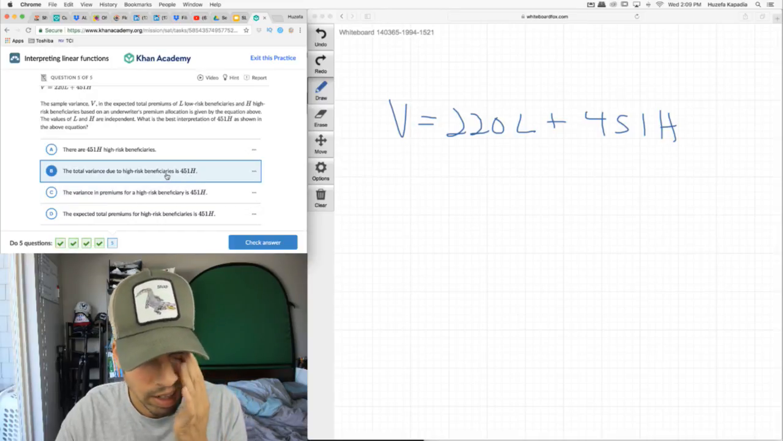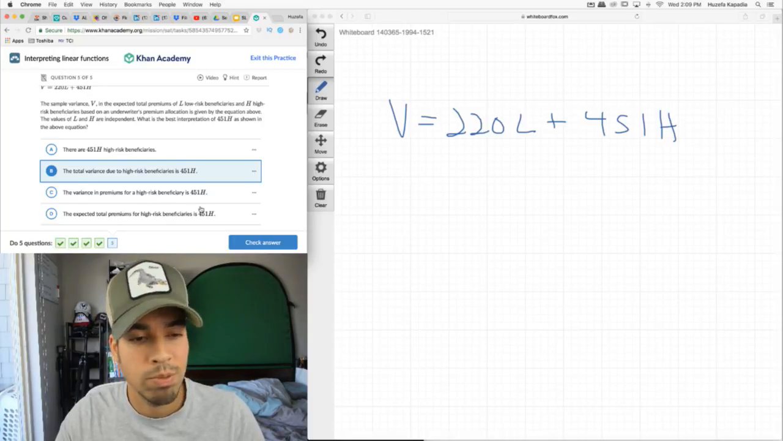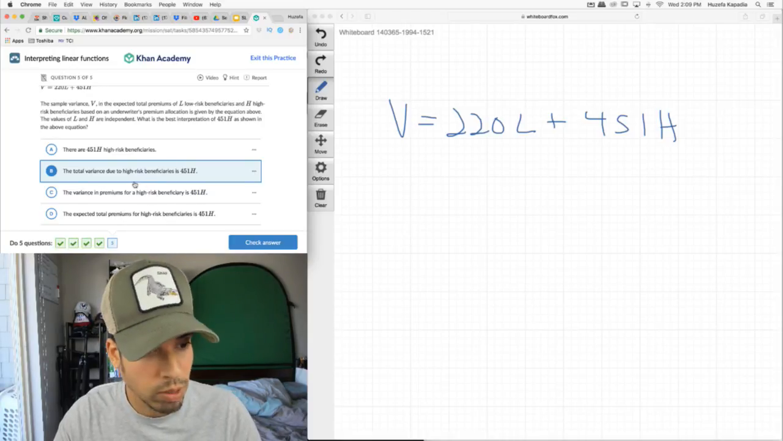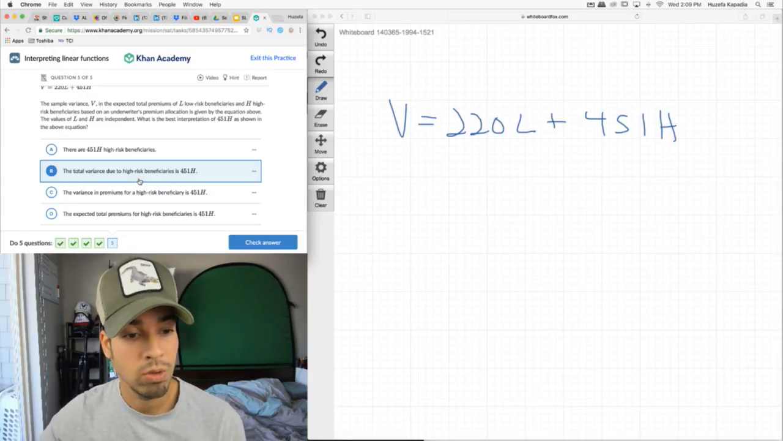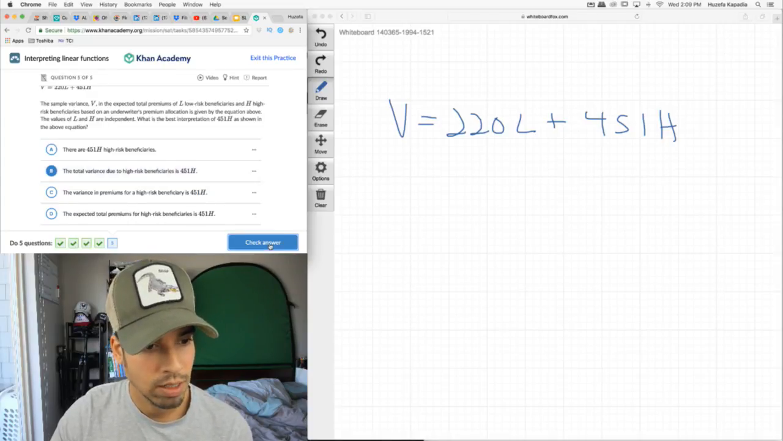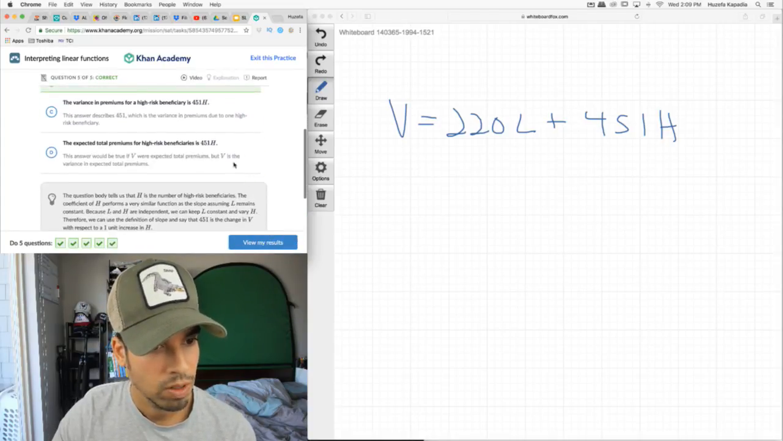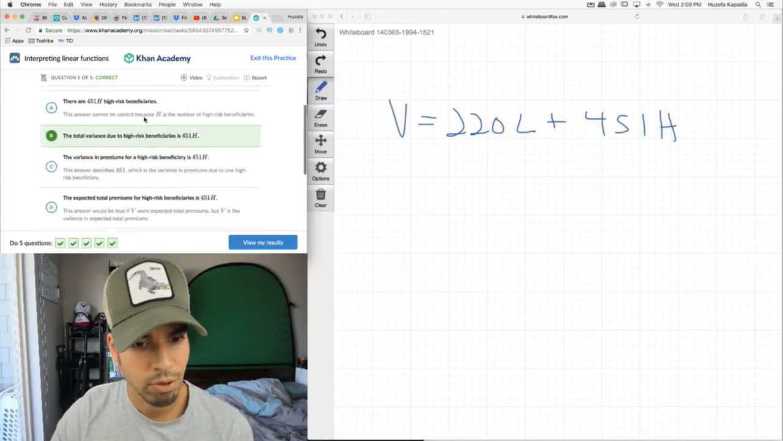All right, so I get it now. This would be the individual variance in premiums for a high-risk beneficiary is 451, not 451H. H is probably the number of high-risk beneficiaries, so you take that times 451, now you're getting the total. So this should be right, and let's see. Yeah, it's good. See, this answer describes 451, right? So it should be, like I said, 451, not 451H.